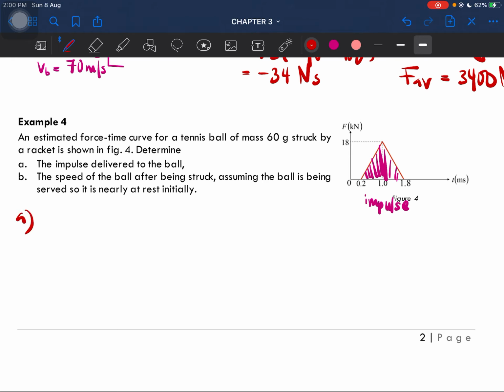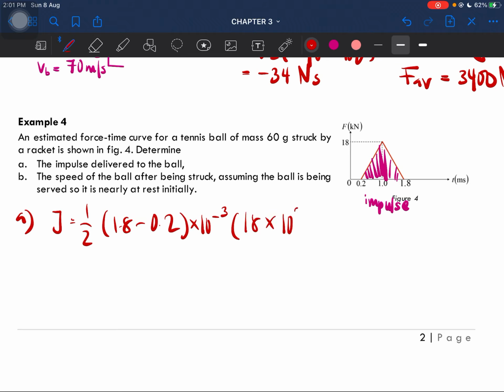So let's find the area under the graph, which is J equal to half times (1.8 minus 0.2). This is in milliseconds, so we can times outside with 10 to the power of -3, and then times again with the height of the triangle, which is 18 kilonewton. We then get the impulse, which is 14.4 Newton seconds.